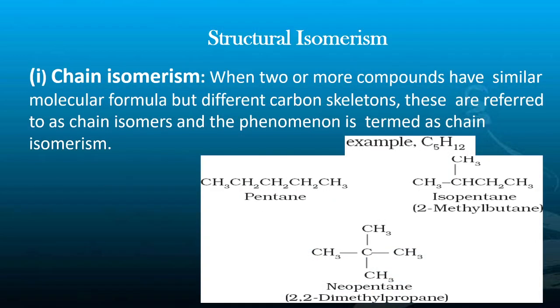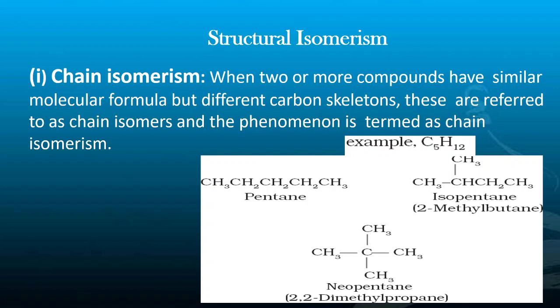The first one is chain isomerism. In the case of chain isomerism, what happens? The formula remains the same in all cases, as you remember from the definition of isomerism. Isomerism means when two compounds have the same formula, but their structures are different. Then those types of compounds are known as isomers, and the phenomenon is known as isomerism.